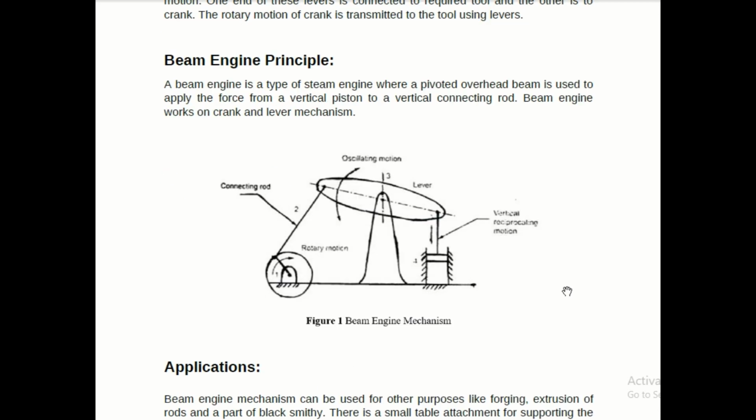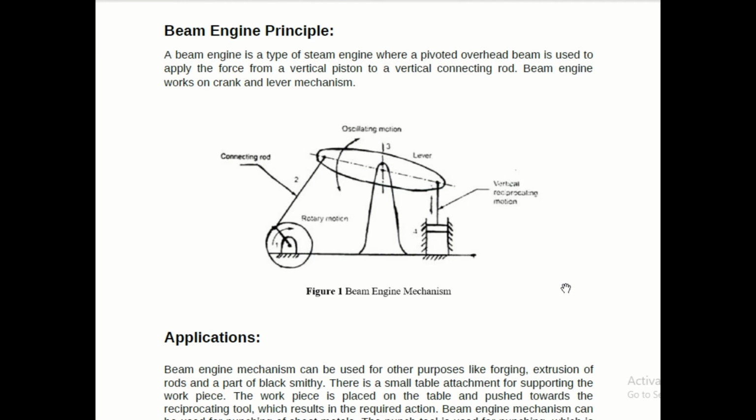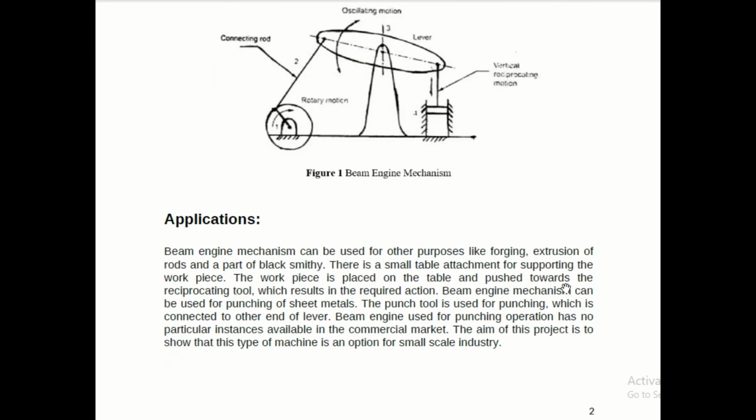As you can see in the figure given on the screen, the rotary motion of the crank is converted into vertical reciprocating motion of the piston. Beam engine is widely used for purposes like forging, extrusion of rods.